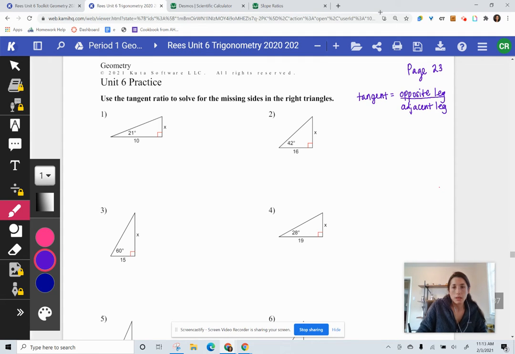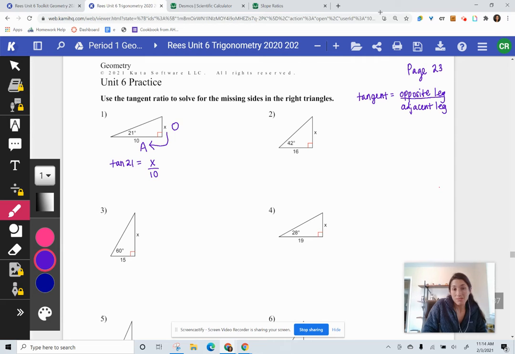Okay. So in this triangle here, we'll look at our first one. We have from 21 degrees, this side is the opposite leg. This side is the adjacent leg, kind of similar to, remember, our change in y and change in x. So we would need to essentially divide them in that order. So we could say that the tangent of 21 degrees is equal to opposite over adjacent.